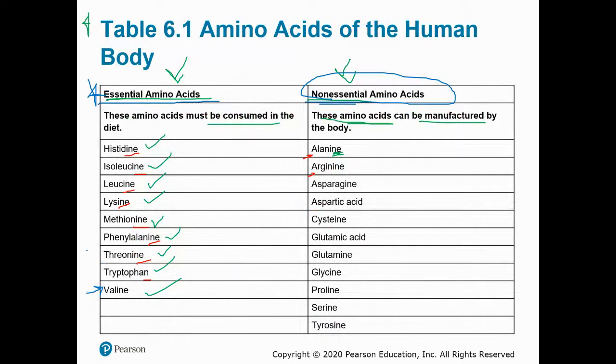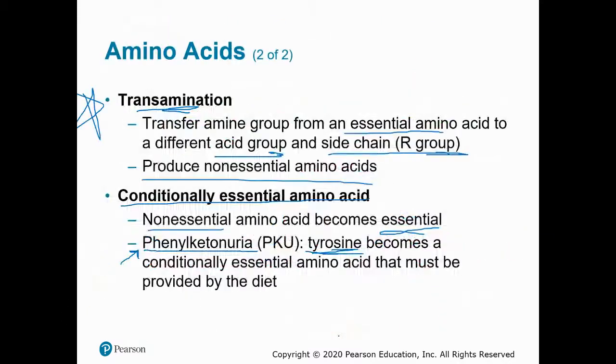So if you go back here, tyrosine is non-essential, phenylalanine is essential. And so when someone has this condition called PKU, phenylketonuria, they're not using phenylalanine exactly correctly. So tyrosine becomes essential in phenylalanine's place. So conditionally essential amino acids, we have some circumstances where non-essential amino acids become essential.